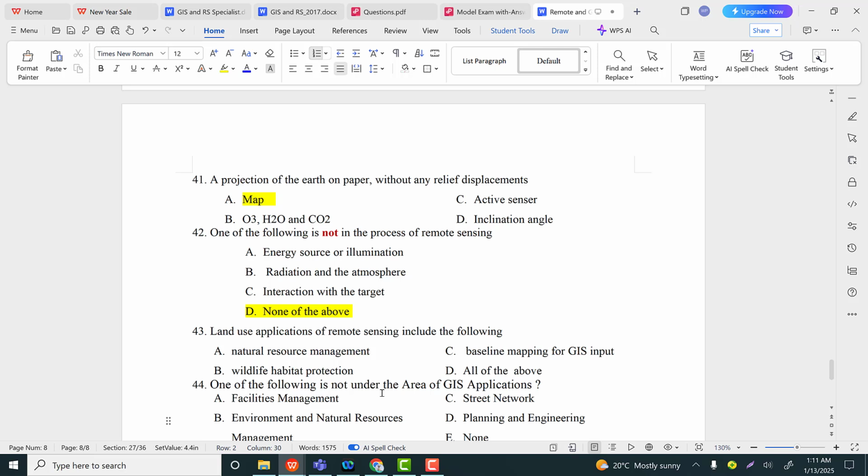Question number 43. Land use application of remote sensing includes the following. A. Natural resource management. B. Wildlife habitation protection. C. Baseline mapping for GIS input. D. All of the above. The answer is all of the above.